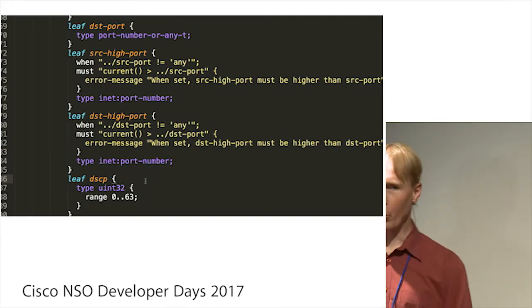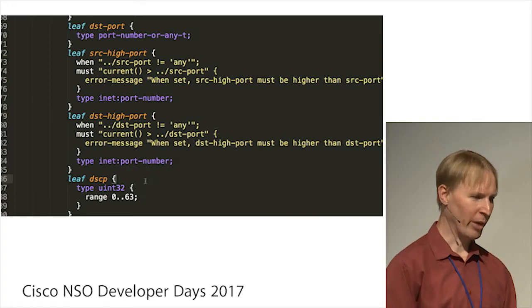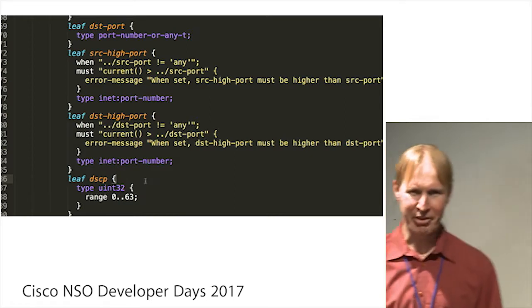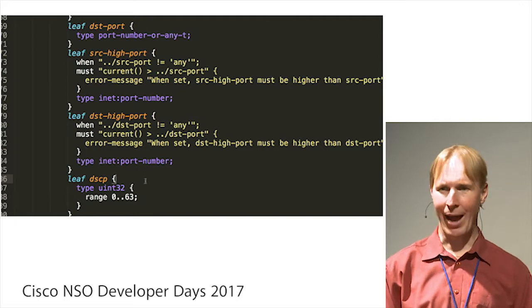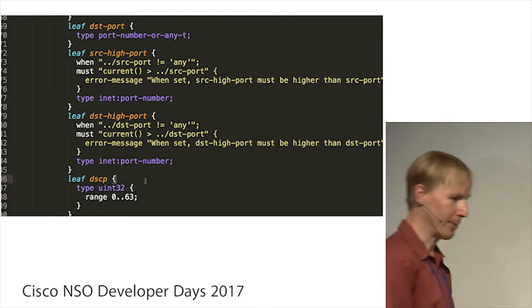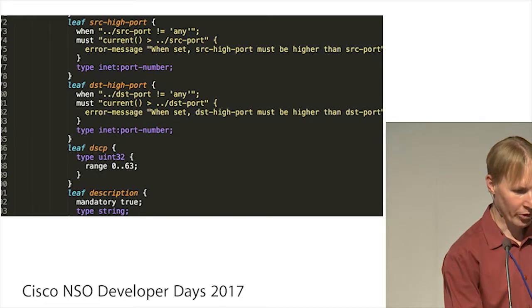We have a description which explains what this flow is about. And since we are talking about port numbers and DSCP numbers, it's kind of hard to remember exactly what all those things are. So it's good to have a description. That's why it's mandatory. You have to actually fill something in. If you forget that, your transaction will fail. And then also, finally, a pointer to which queue.